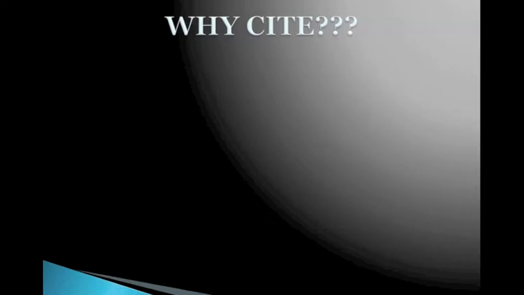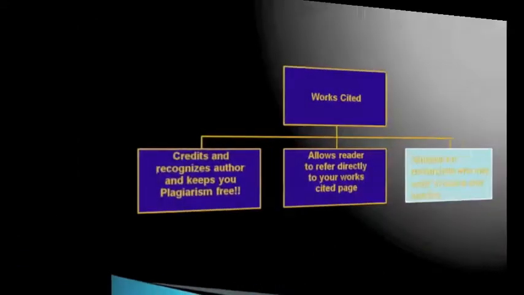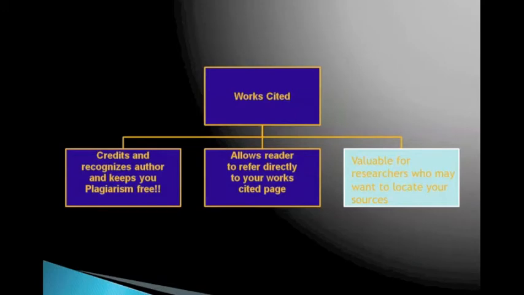There are many reasons why it is important to cite. The main three reasons are: documented sources provide credit and recognize the author, and keep you plagiarism free. It also allows the reader to refer directly to your works cited page. This is valuable for researchers who may want to locate your sources. For example, if I read a paper on gay adoption in small urban cities and was interested in researching the same topic, I can look at the writer's works cited page and find other sources that can assist me in my own research.